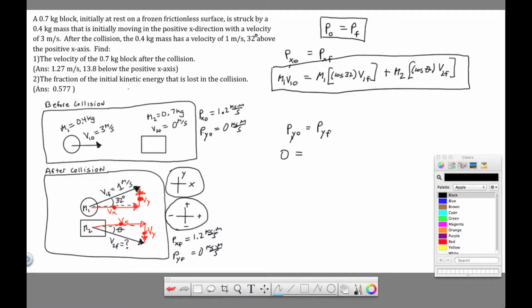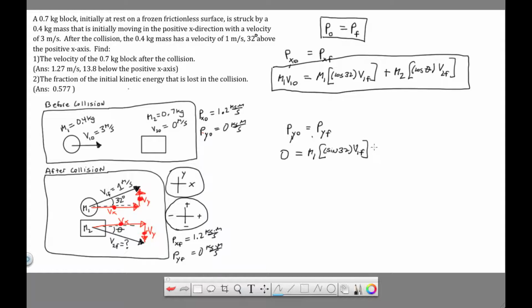It's positive because it points up. The velocity for m1 after the collision points upward. So the y momentum for m1 after the collision is going to be m1 sine 32 v1 final. Okay, so this is the y momentum for m1 after the collision.